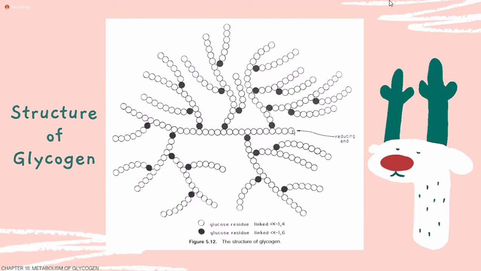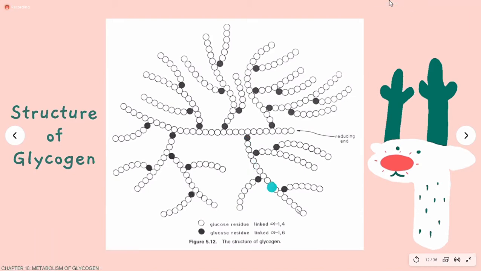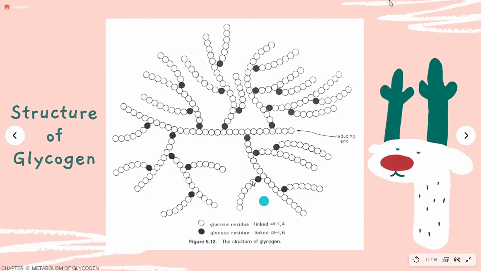This is the reducing end, so meaning to say we start from here. This black thing here, these are 1,6 linkages. Now this one is just a straight 1,4, 1,4, 1,4, 1,4. This one is 1,4, 1,4, 1,4, 1,4 linkage. This one is 1,4, 1,4, 1,4. Did you get it?